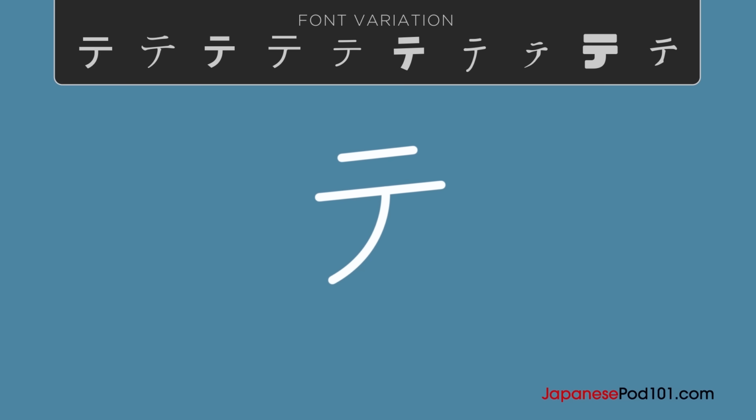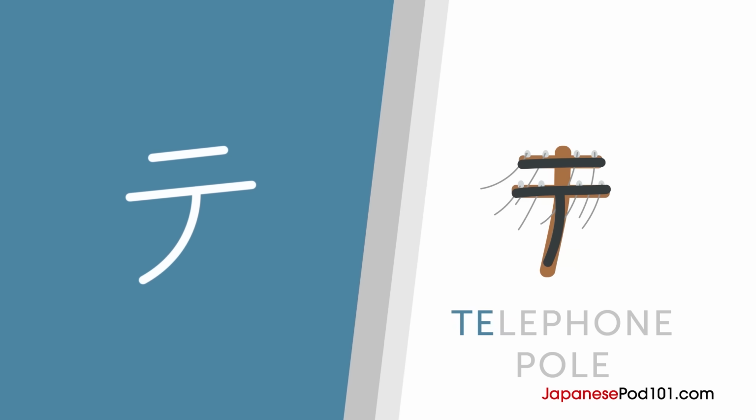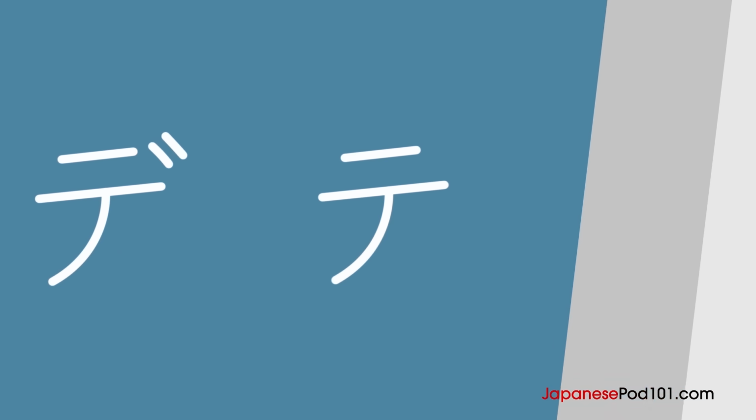Next is the katakana character te. Katakana te looks like a telephone pole bent at an angle. Let's modify te with a dakuten. It is now pronounced as de. Te, de, te, de.